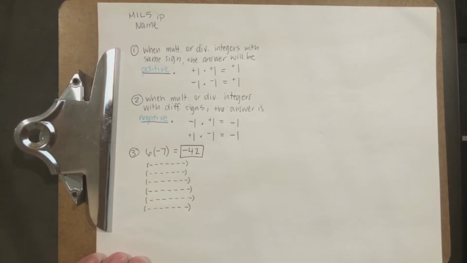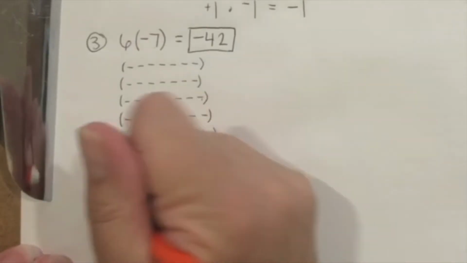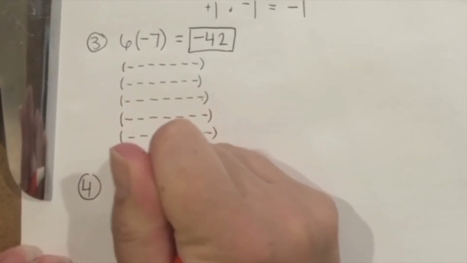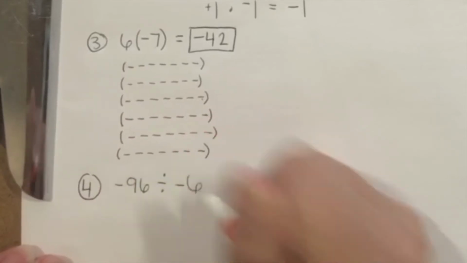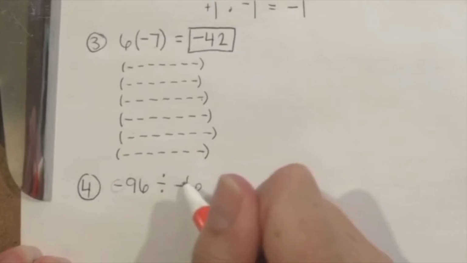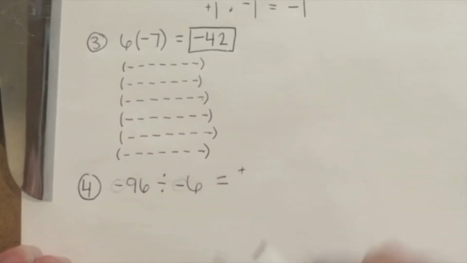Okay, let's do number 4. We have -96 divided by -6. So if we use our rule, a negative divided by a negative, our answer will be positive. So we'll keep that in mind here.